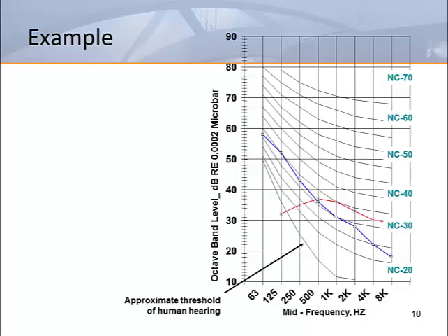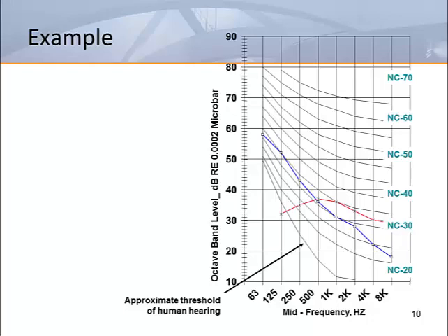So this brings up a very important question. What does NC 35 really sound like? Does it sound like a grill? Does it sound like an air handler? Nobody really knows what NC 35 sounds like. A grill is making a hissing noise, and the air handler is making a rumbly noise.